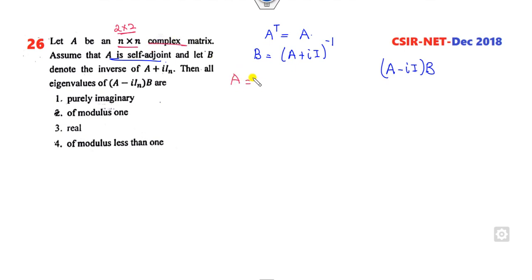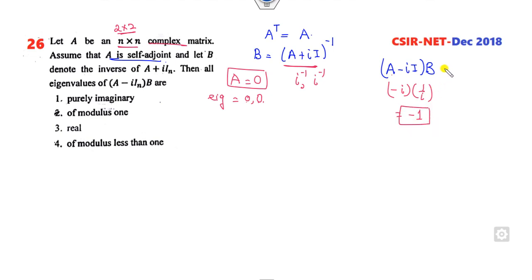It is a complex matrix, so simply I can take A as 0. Then what are the eigenvalues of A? 0, 0. What are the eigenvalues of B? Once A has 0, 0, the eigenvalues of B are iota inverse and minus iota inverse. Substituting, the eigenvalue of A is 0, so it is minus iota, which is 1 by iota, and this is minus 1. So these are the eigenvalues corresponding to 0. So you can discard the option that it is purely imaginary. It is real, that is fine. It is modulus 1, that may be good. It is modulus less than 1, that is a false option.